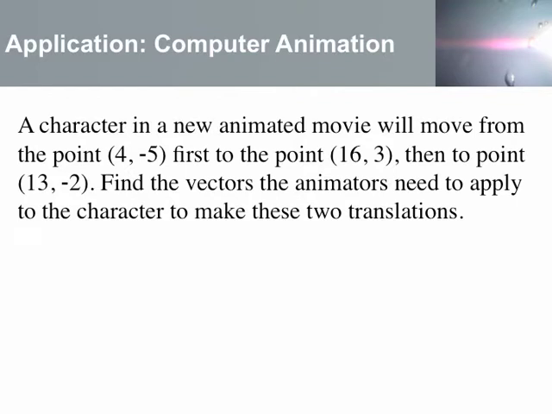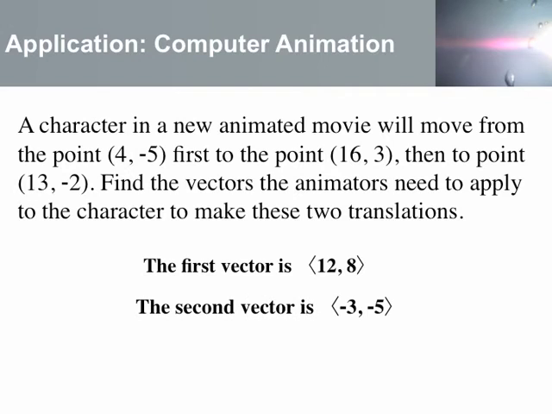The first vector, if you look at your x coordinate, you have to add 12 to the x, and then you have to add 8 to the y. So here's your first translation vector. Now to go from the point (16, 3) to (13, -2), we've actually shifted 3 to the left, so that's -3 in the x direction. And then we've shifted 5 down, so -5 in the y. So that's a little bit about transformations and translations.